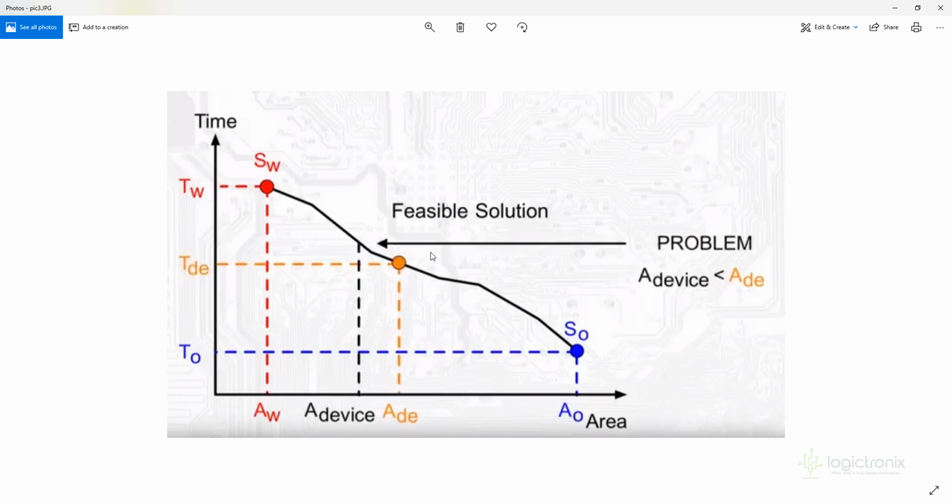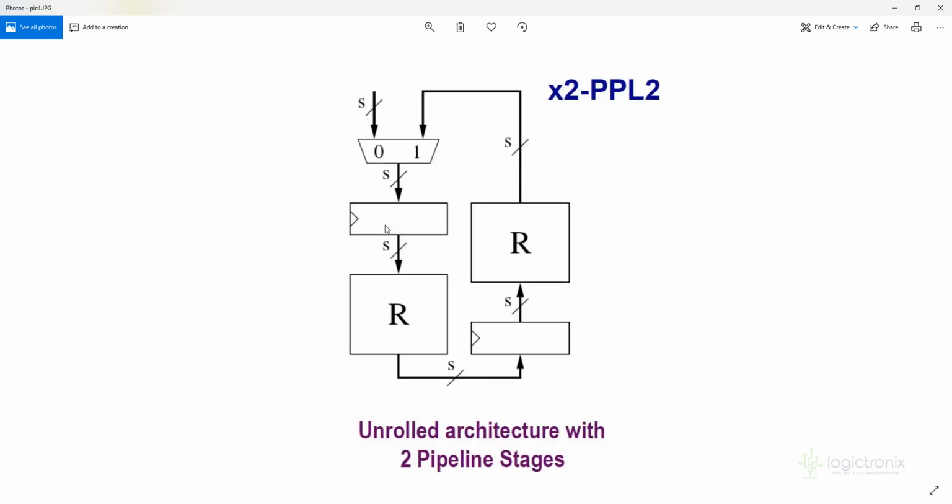So our job as a designer is to make our design as close to this line as possible. If we can get near to this line, then that will be our best design. To make that design, there is another architecture that we are going to discuss.